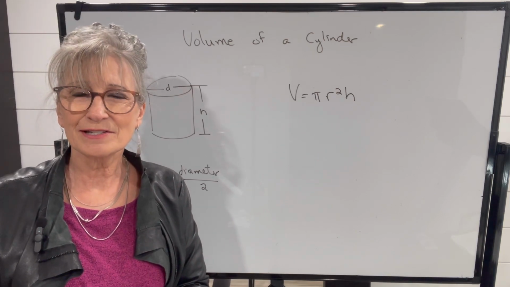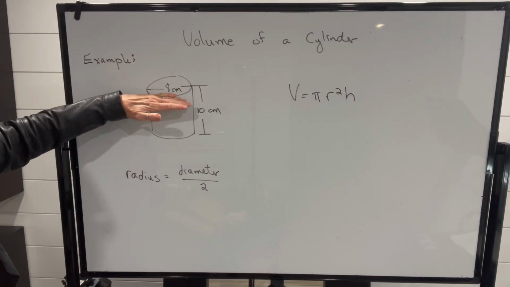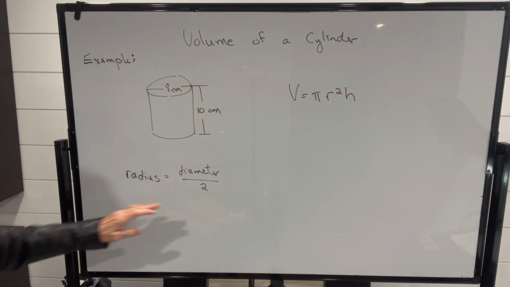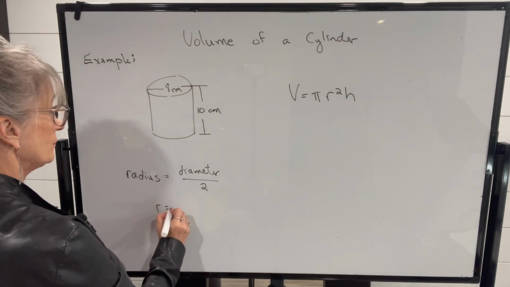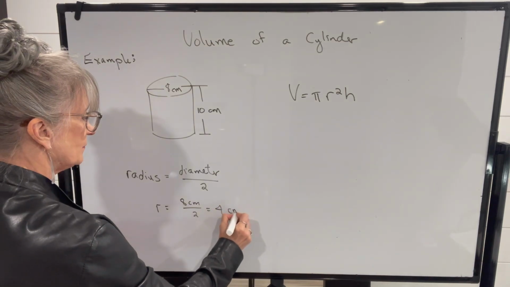Let's take a look at a quick example of finding the volume of a cylinder, and then we'll talk specifically about engine displacement. So I plugged in a diameter of 8 centimeters for this example and a height of 10 centimeters. So our first step is to find the radius. So we take 8 centimeters and divide by 2 to get 4 centimeters.